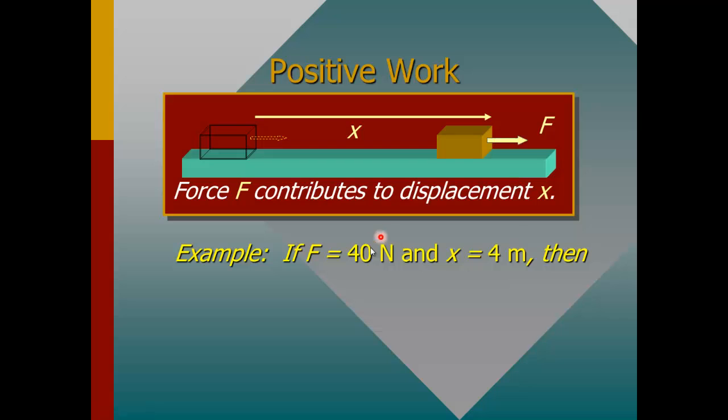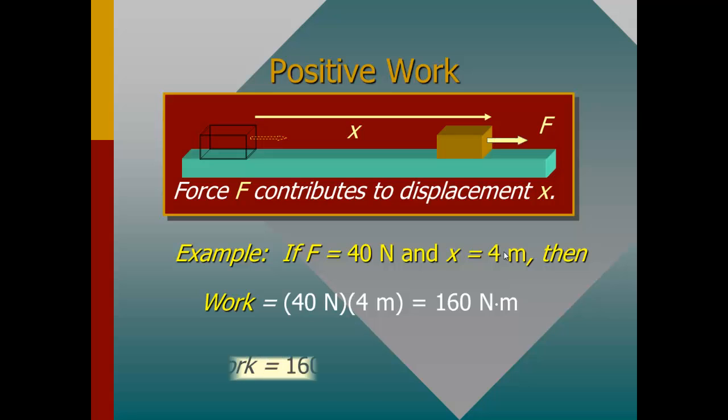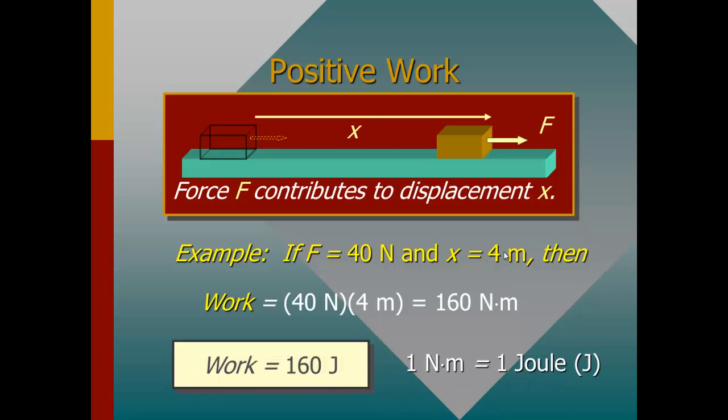For example, if the force is 40 newtons and the displacement is 4 meters, then simply by multiplying we get 160 newtons times meters. So one of the units of work is newtons times meters. The other unit would be a joule. So 1 newton meter equals 1 joule. So the work here would be 160 joules.